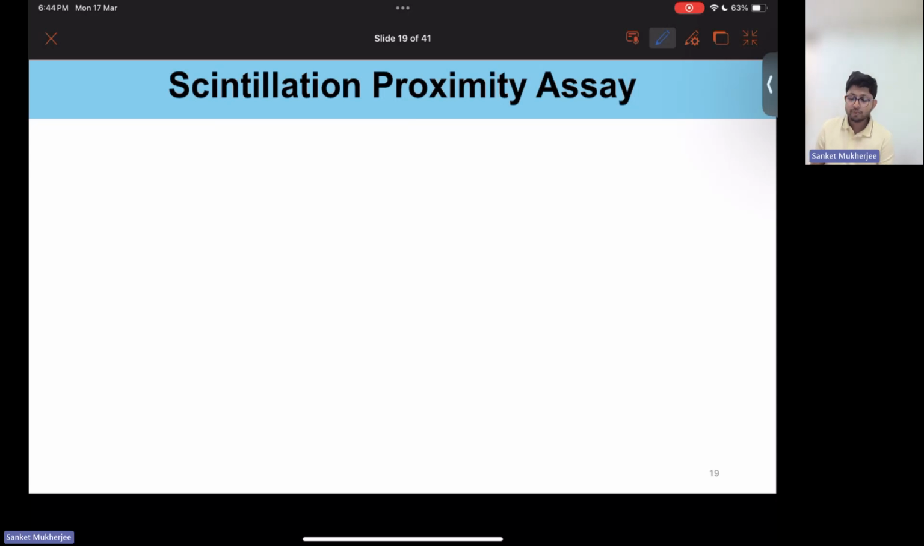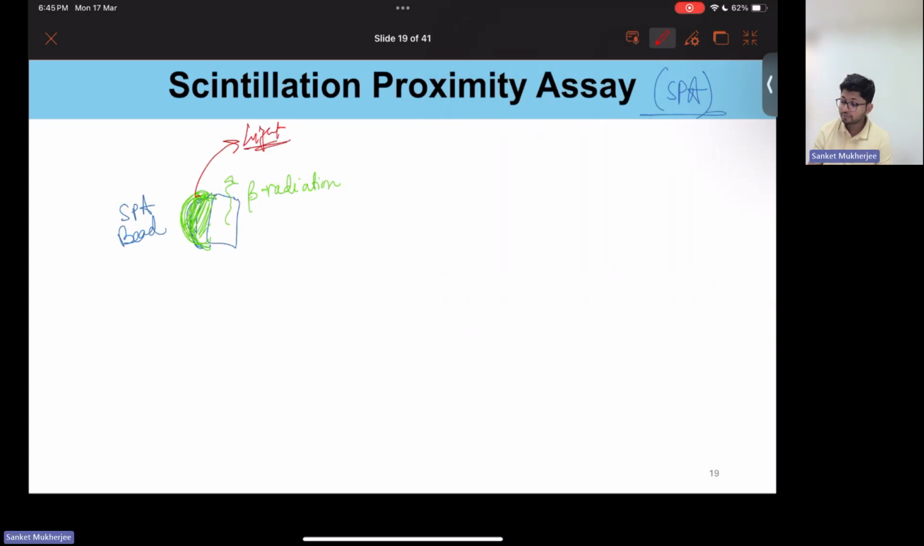An example of radiometric assay is scintillation proximity assay, also known as SPA, where your particle will bind to a bead, which is called the SPA bead. Okay, so when the particle is bound to the bead, it will emit beta radiation, and that will cause this bead to produce light.